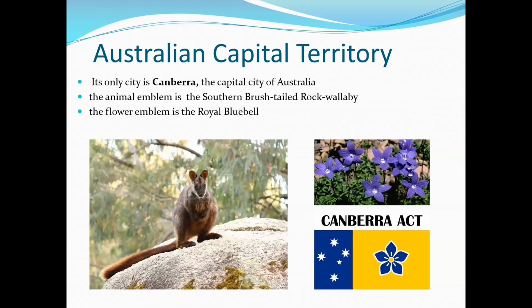Australian Capital Territory has only one city. It is Canberra, the capital city of Australia. The animal emblem is the southern brush-tailed rock wallaby, and the flower emblem is the royal bluebell.